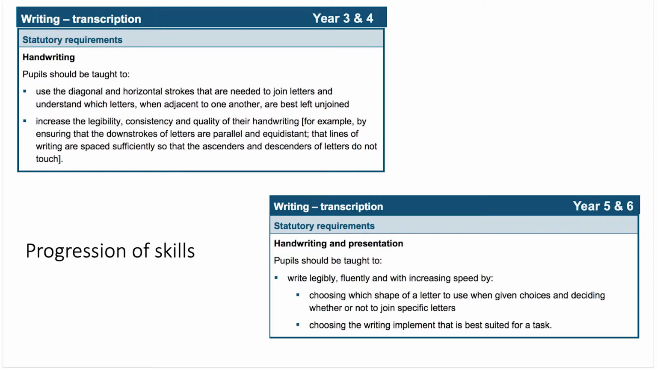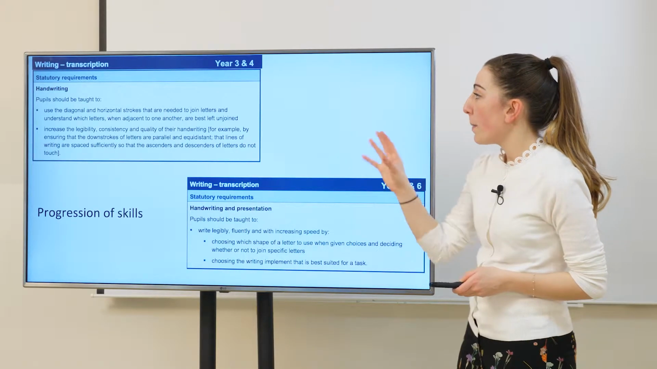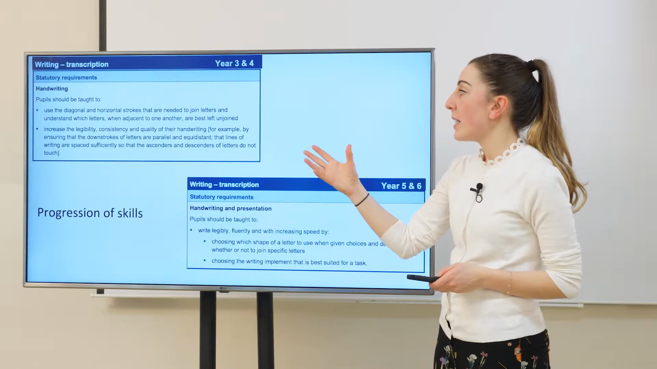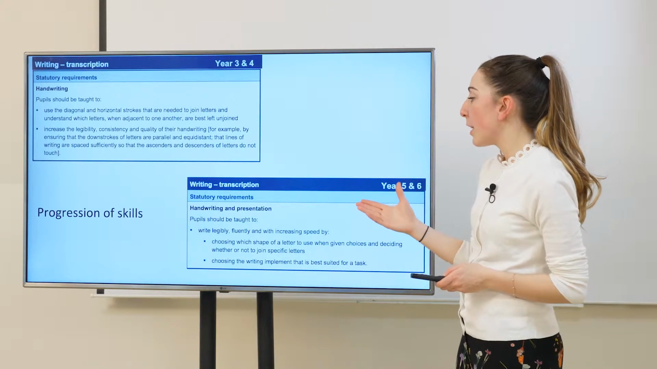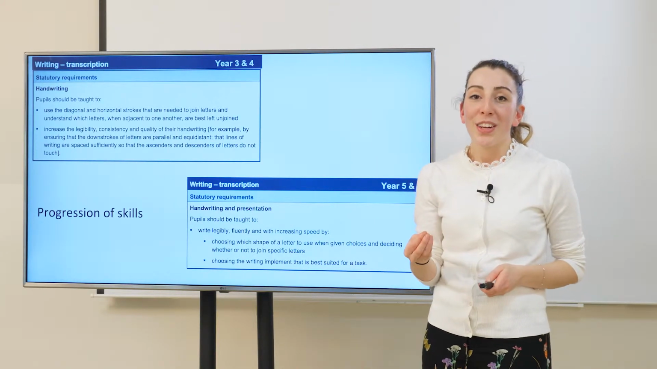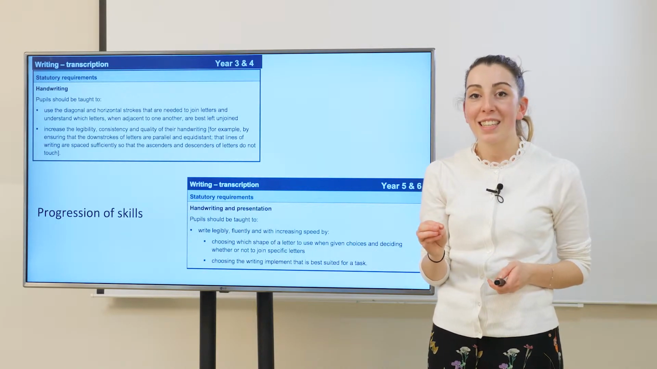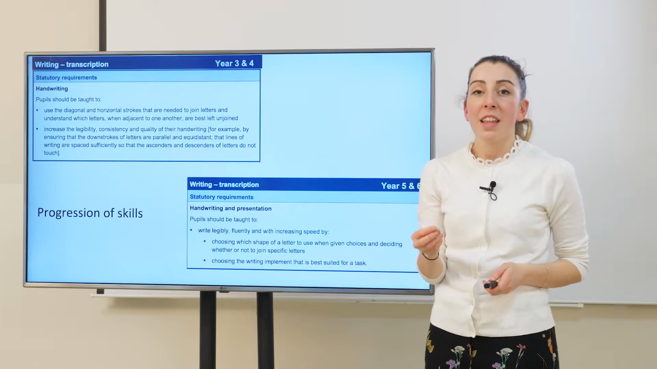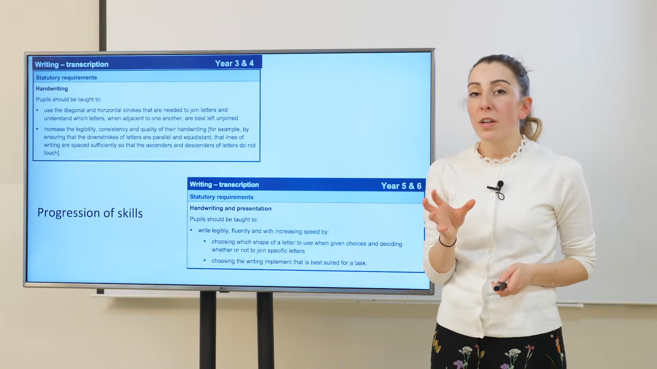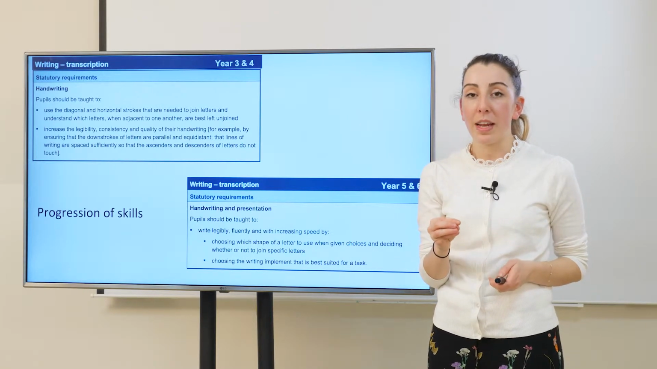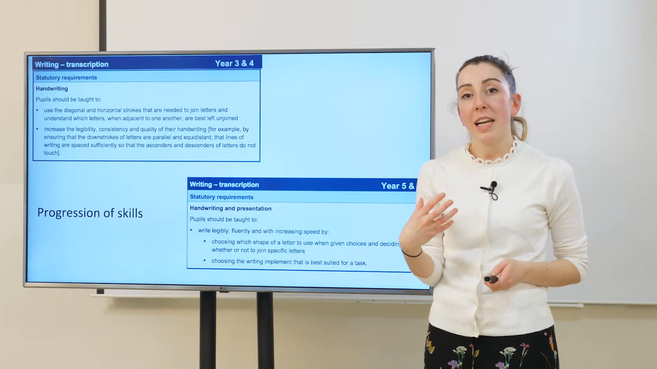Then Year 3 and 4 can progress again. We build on their knowledge, and if we look here, they go from joining their letters with increased legibility and consistency to then writing legibly, fluently, and with increasing speed. In Year 1, children don't write very much because they're often focused on actually just forming the letters. But by Year 6, they know the letters, and they also know how to join them. So we expect by Years 5 and 6 for children not to be focusing on how to write the letter, but writing fluently, quickly, so they can get their ideas down confidently.